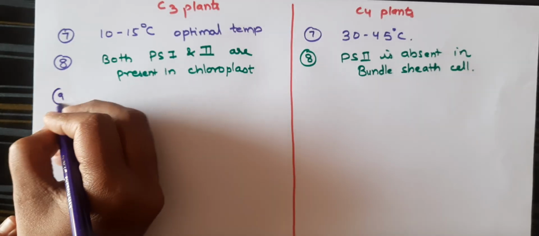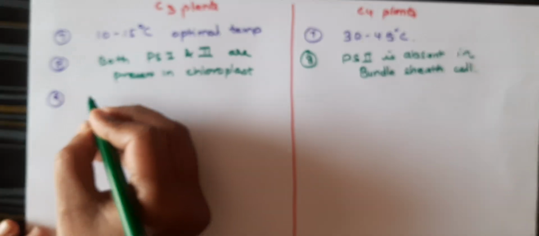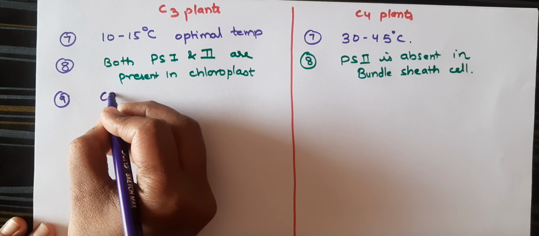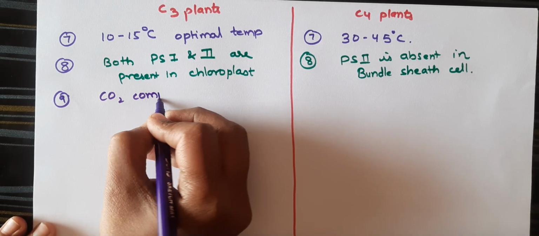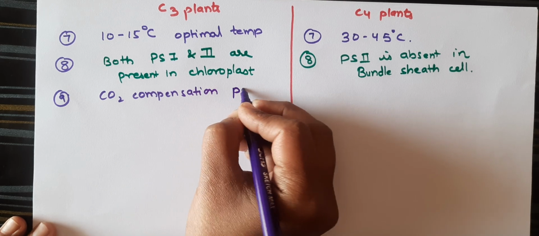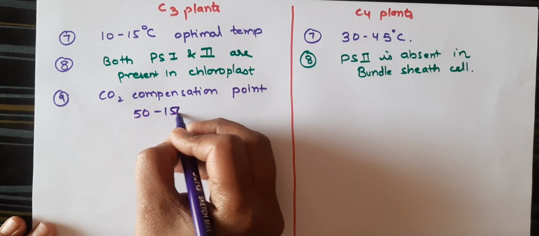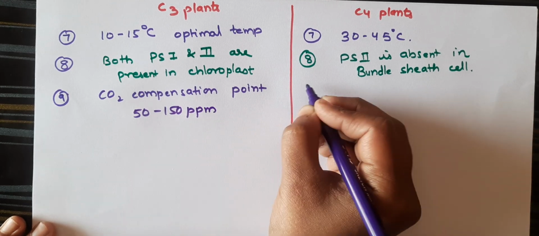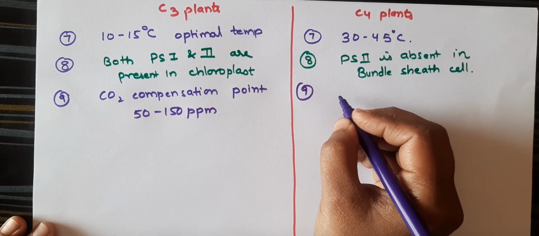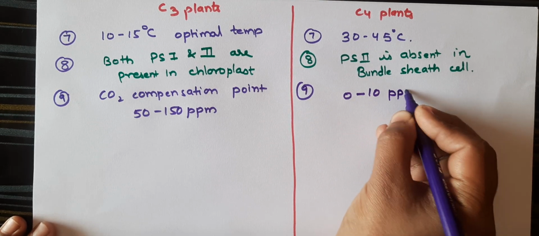The ninth difference is the carbon dioxide compensation point. The carbon dioxide compensation point in C3 plant is 50 to 150 ppm, whereas for the C4 plant, the carbon dioxide compensation point is 0 to 10 ppm only.